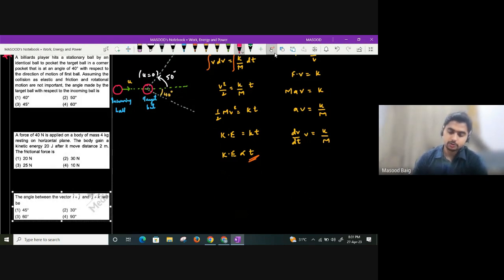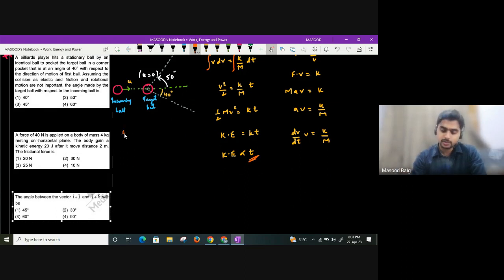A force 40 Newton is applied. The body gains a kinetic energy 20 joules after it moves a distance of 2 meters. What is the frictional force they are asking? Okay. Now what is this situation here? Again, I'm going to use work energy theorem, guys. Force is there, some applied force, there is some frictional force also. Now when it is moving a distance of 2 meters, there is a gain in kinetic energy of 20 joules.